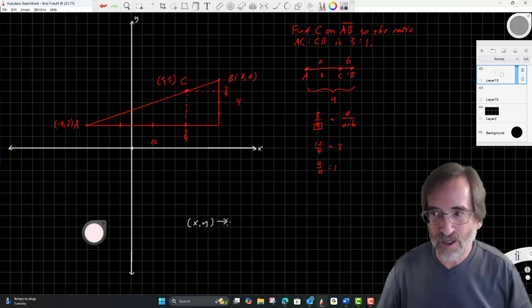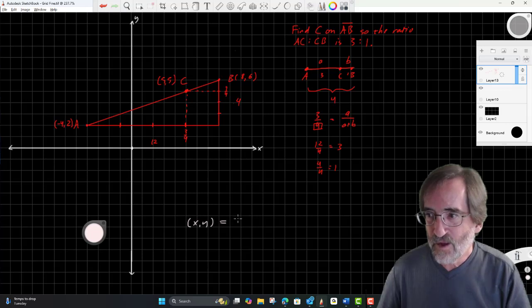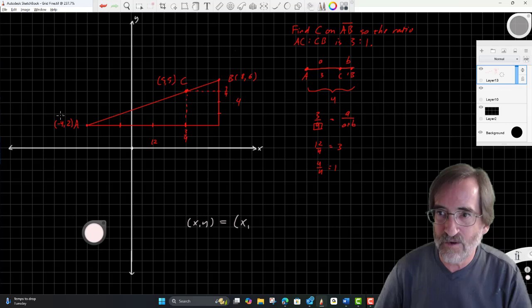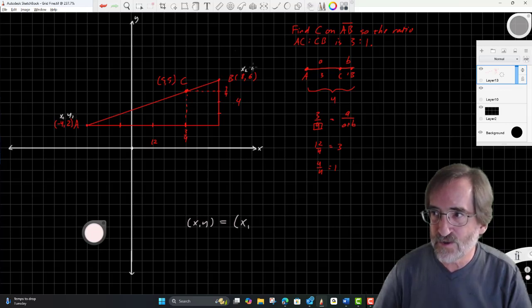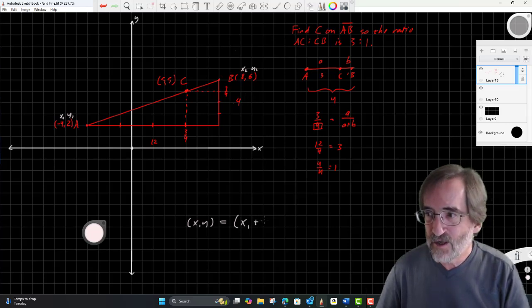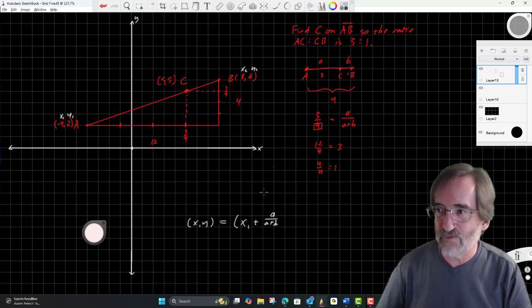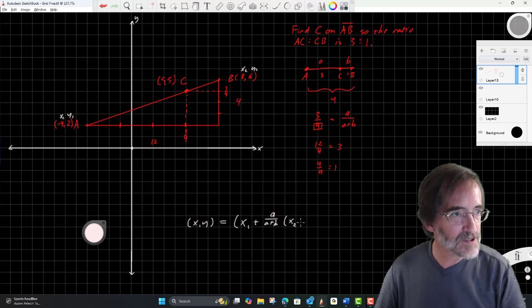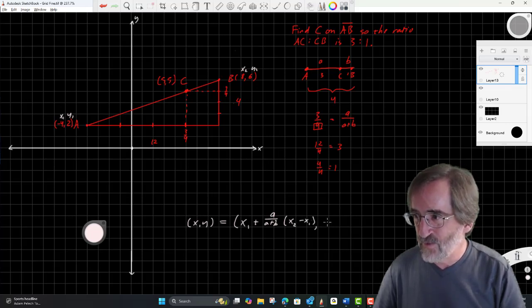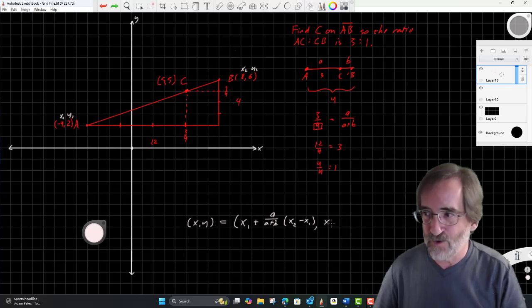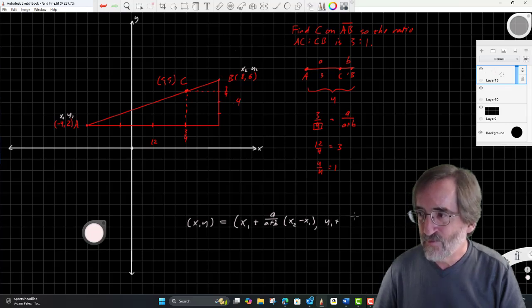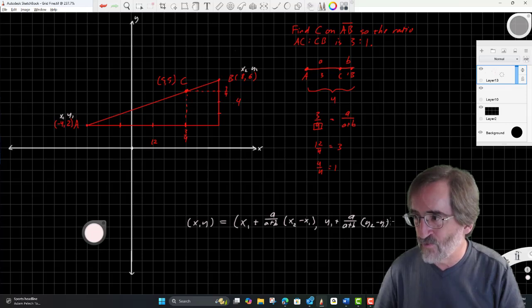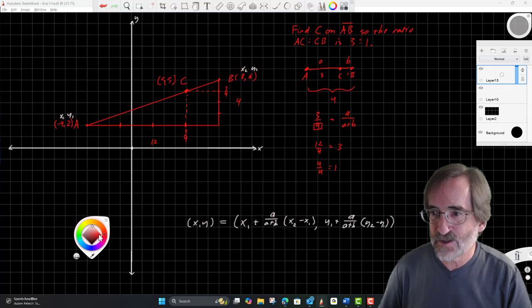(x, y) equals (x1 plus a over a plus b. That's the AC part over the CB part, times the difference, the horizontal length, that's the 12, x2 minus x1, comma, y1 plus a over a plus b, that's 3/4 again, times the difference in the y's, y2 minus y1). Okay, so let's plug these in and see just how it works here.